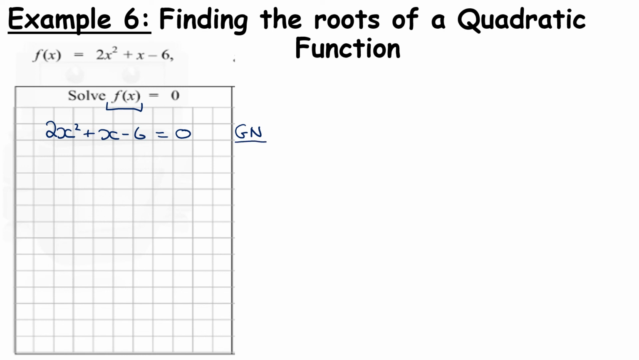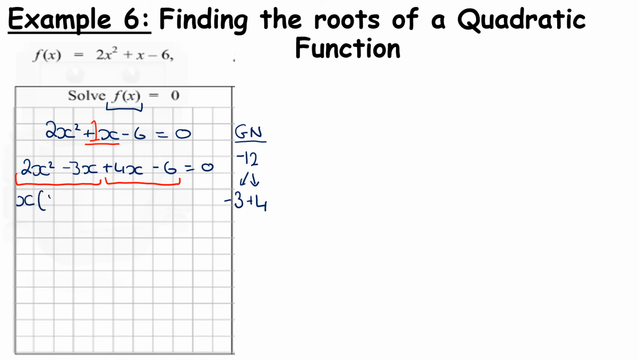My guide number is 2 by minus 6, which is minus 12. I want the factors that will give me the coefficient of my x, which is a plus 1. So we're going to use 3 and 4. Minus 3 and plus 4 will give us what we want. We have 2x squared, and we're going to split that 1x into minus 3x plus 4x minus 6 equals 0. The first group has an x in common, leaving us with 2x minus 3. The second group has a 2 in common, again leaving us with 2x minus 3. We're double checking that our brackets are the same. They are. That gives us 2x minus 3 times x plus 2 equals 0.